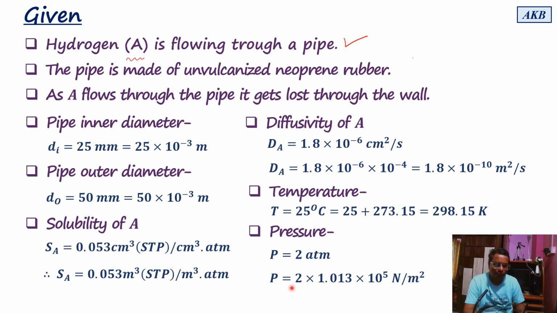So over here it will be 2 into 1.013 into 10 to the power 5 Newton per meter square, which gives us this value, that is P, the total pressure, is 202,600 Newton per meter square. So in this step we have converted atmosphere to Newton per meter square.